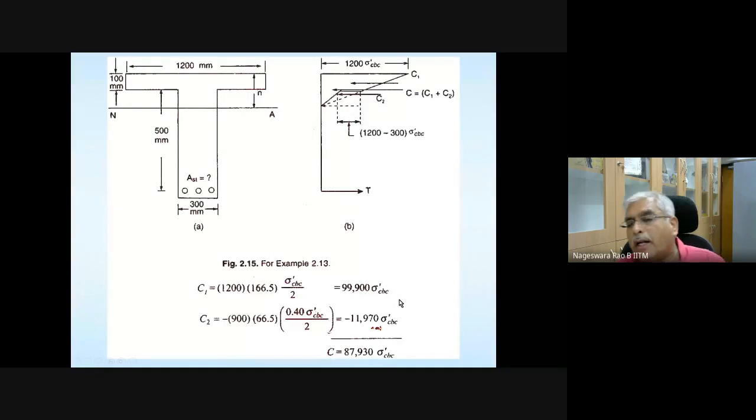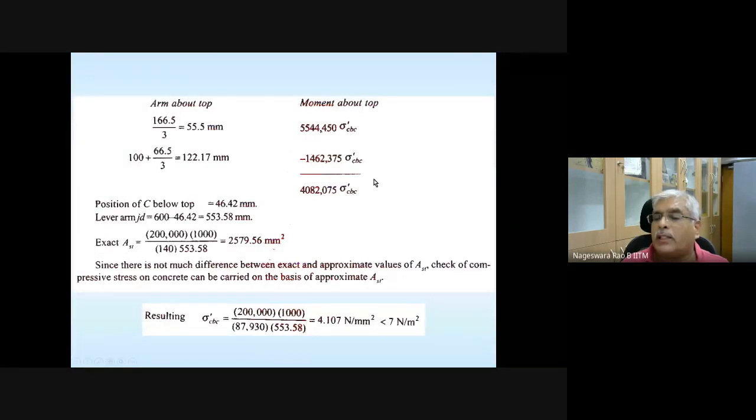This we already discussed: how to get the location of the resultant of compressive force. Once you get the location, you just go through this and check for any numerical errors. So the resultant compressive force, for this example, is going to be located at 46.42 mm from the top. So the lever arm distance is going to be the overall effective depth, which is 600, minus this distance, 46.42 mm. So that is going to give you the lever arm distance.